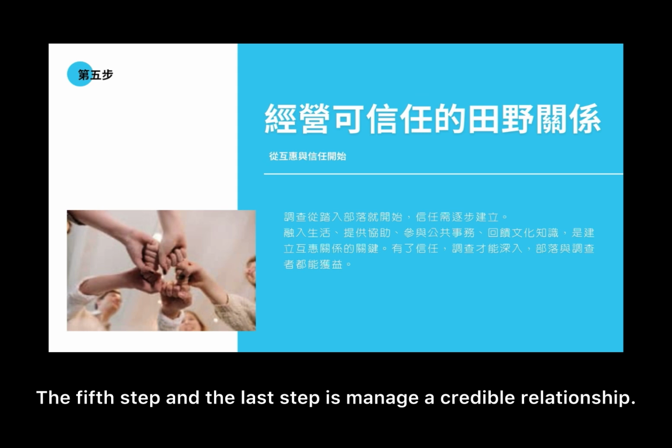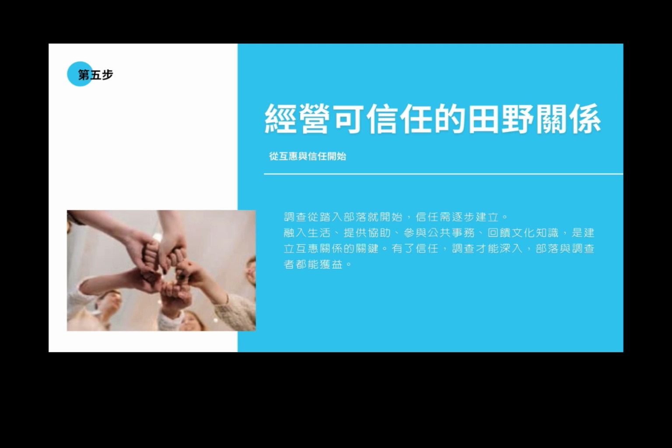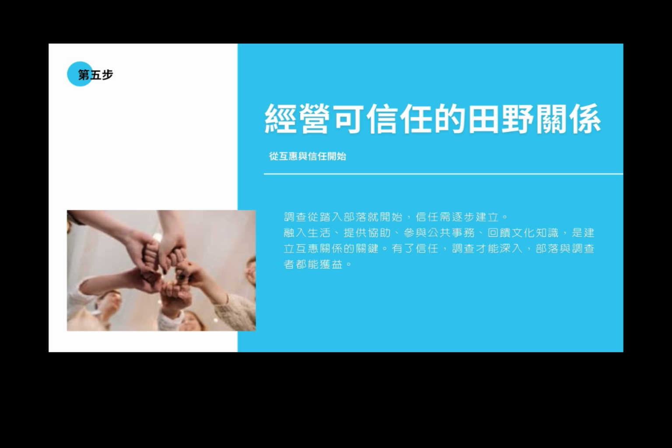The fifth step and the last step is manage a credible relationship. Start with mutual trust. It is necessary to build trust in investigation and entering the tribe. Only with trust can there be a way to gain in-depth understanding and investigation. So we have to start with mutual trust to others.